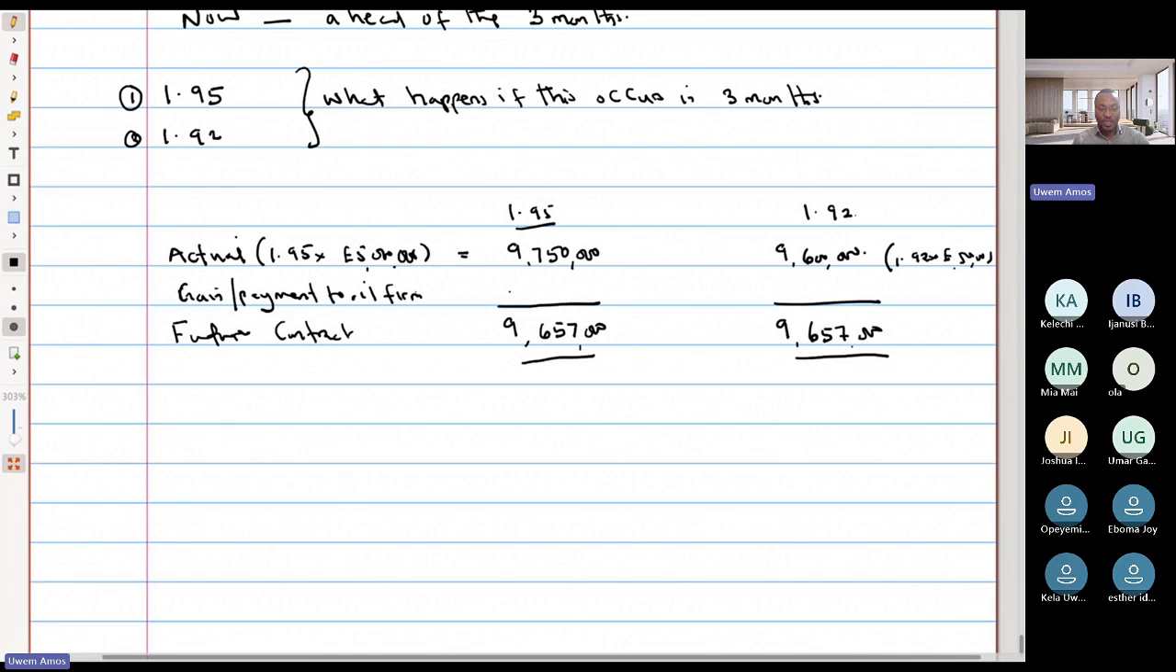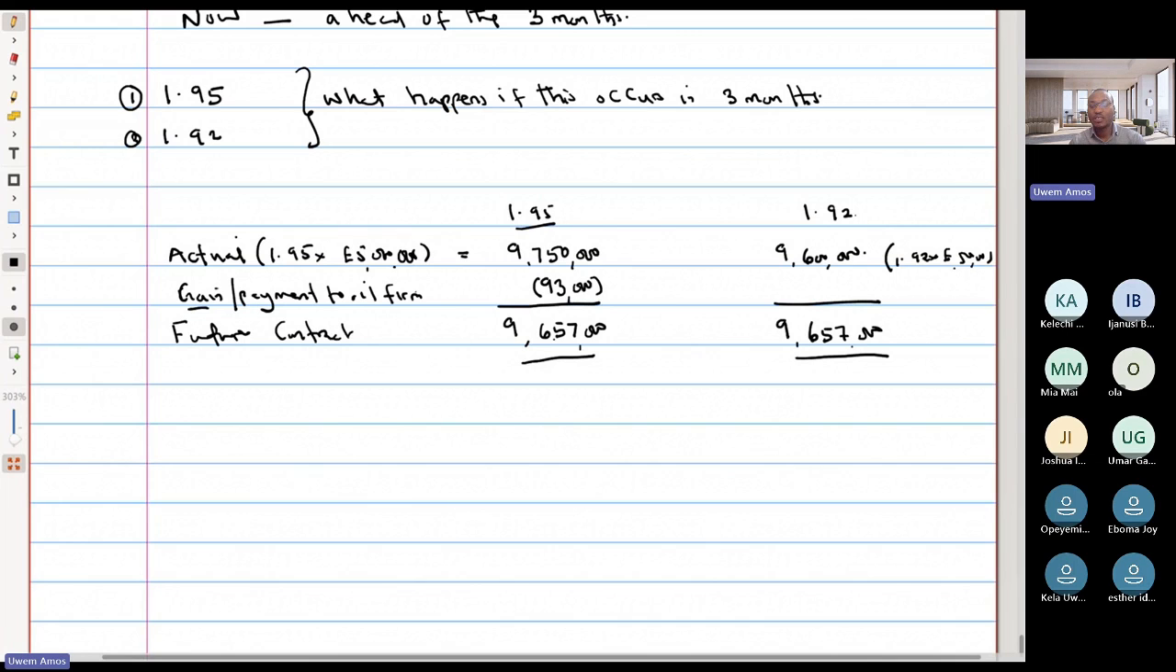So how much will you get refunded? That's 9,750 minus 9,657, which is 93,000. So you would receive from this transaction the sum of 93,000, which will be a gain or a payment to you. So when you initially spend 9,750 and receive 93,000, it takes you to 9,657, which is the locking rate of the futures contract.